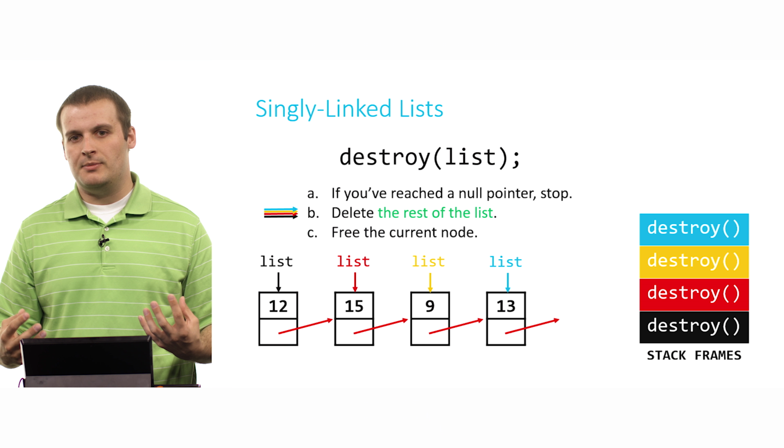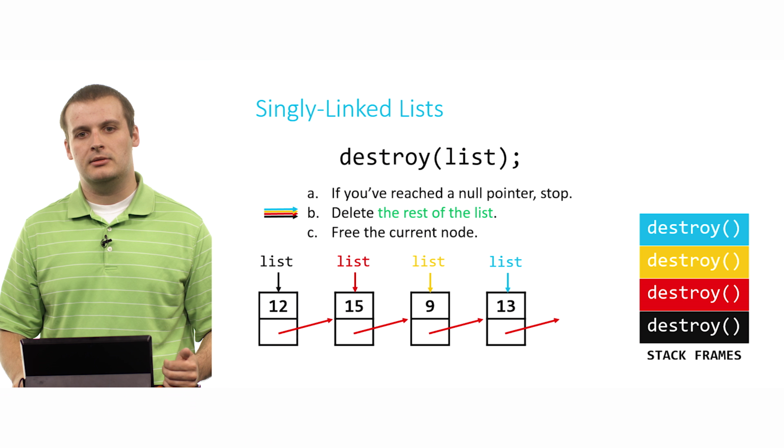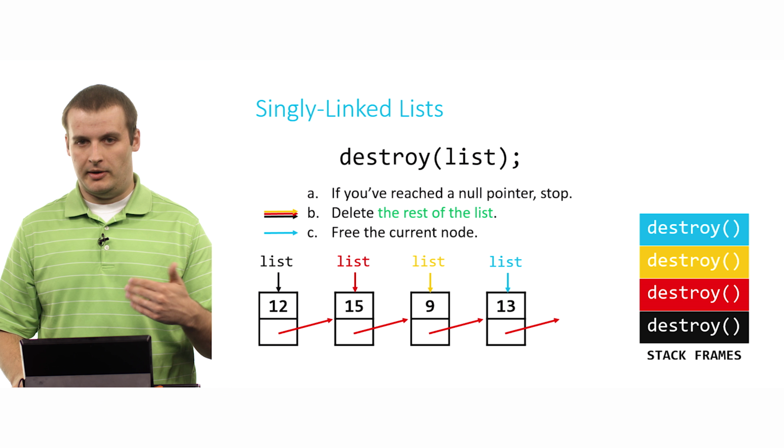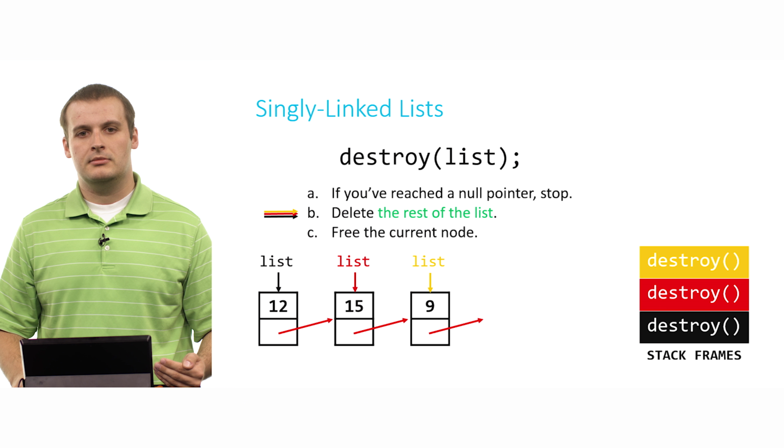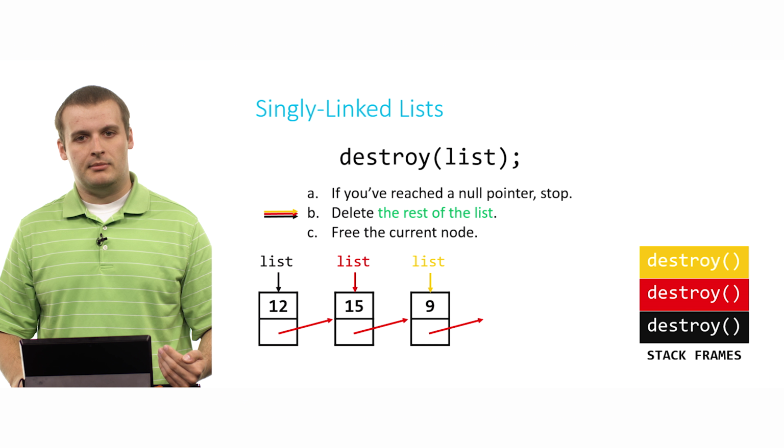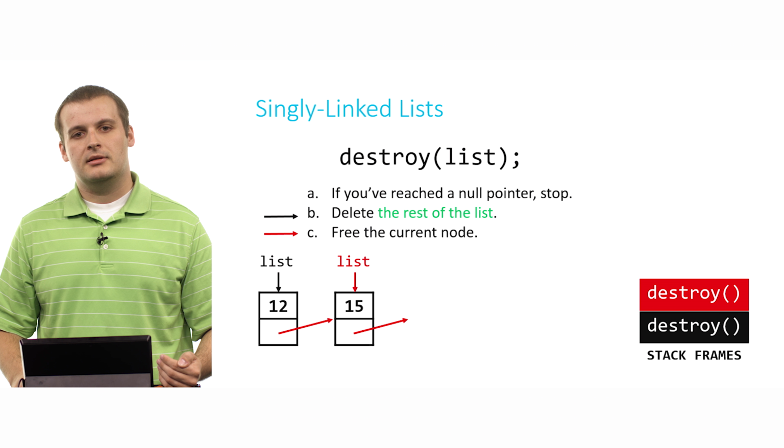And so that function frame is destroyed, and we pick up at the light blue one. So it says, I've already done deleting the rest of the list, so free the current node. And now the yellow frame is back on top of the stack. And so as you see, we're now destroying the list from right to left.